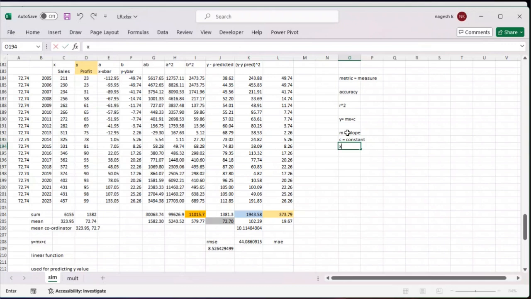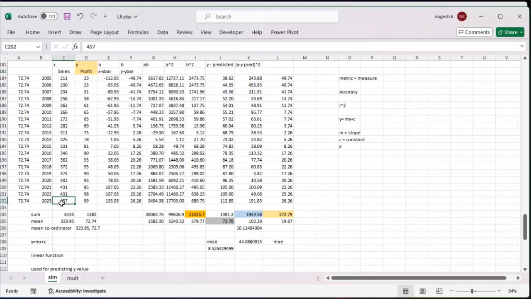What is slope? C is constant, and x is the value that we know. If we know the values of c and m, we have x already. We have x values, 2011 to 457, those are separate minutes, so many values are there in between. So for each and every x value, we can find out the y value. That's what the equation tells.